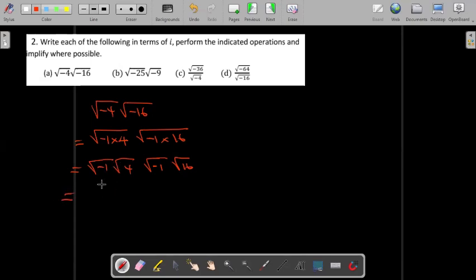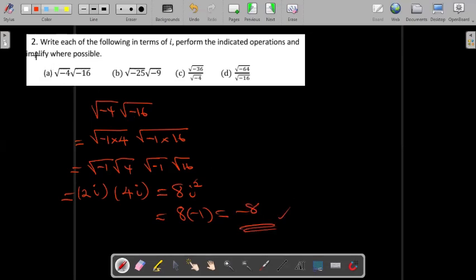Then here root of 4 gives me 2. Root of -1 is i. So I get this here. Then for the second part, square root of 16 gives me 4. Then square root of -1 just gives me i. And when I multiply these two, I just get 8i squared. They did say we write in terms of i, but then they're saying simplify where possible. So we can simplify this i squared, and I can write 8 times -1, and this gives me -8. And like that, I've simplified.